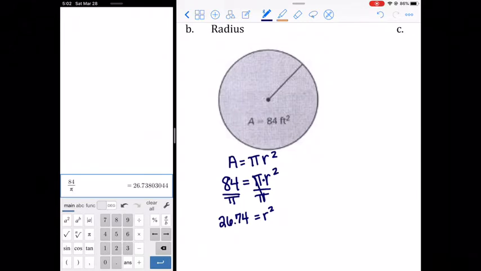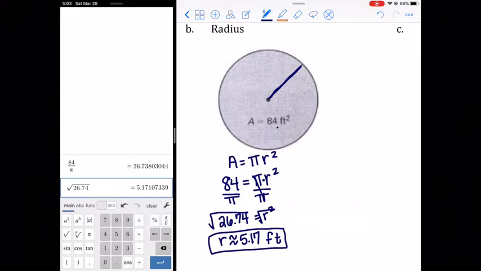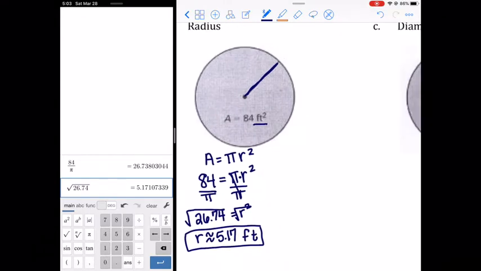So to get rid of an exponent of 2, I'm going to use the square root. I'm going to do the square root of both sides. So I'm going to do the square root of 26.74, and that is 5.17. So the radius is approximately 5.17. Now the radius is just the length, that's just 1 dimension. So this is 5.17 feet. If I was doing area, that's when it's squared, but this is just the length, so it's the regular feet.